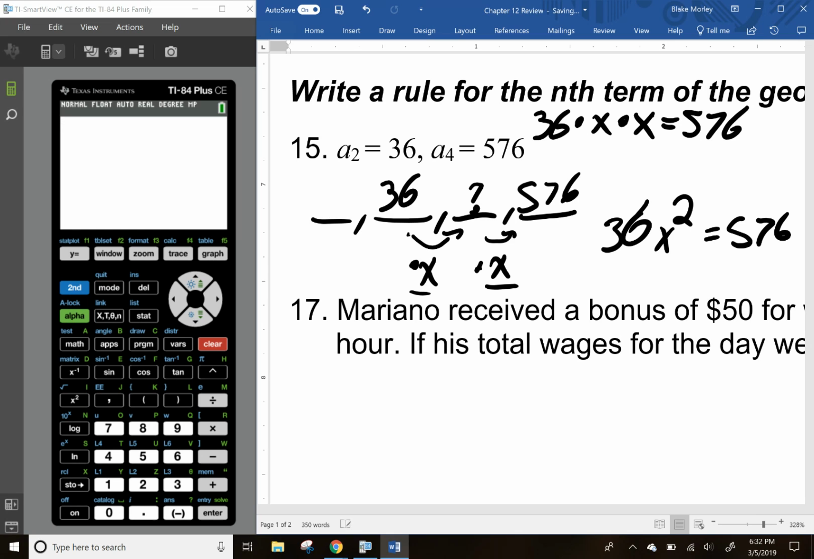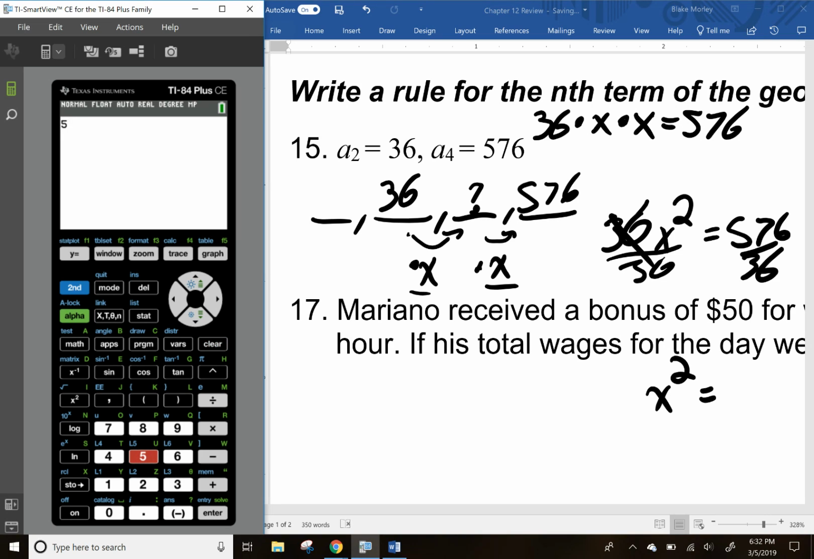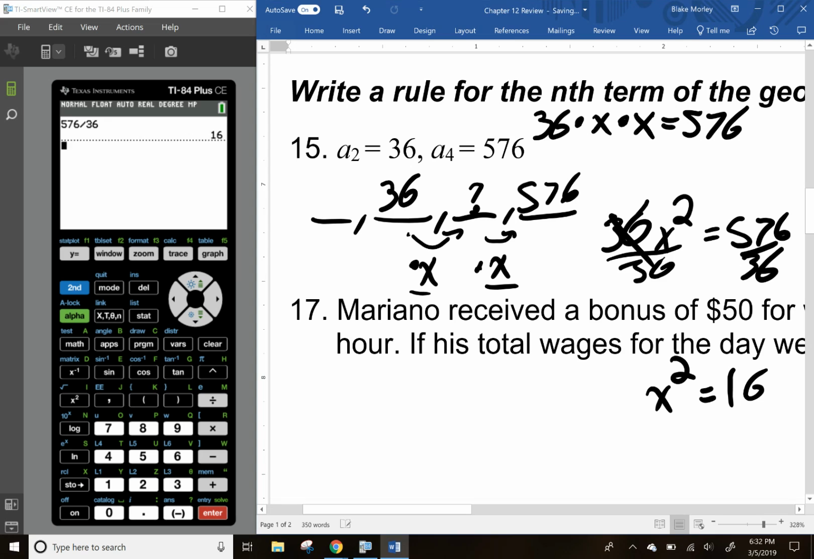That's a 36, by the way. So you're basically solving this, right? Divide both sides by this 36, and you're going to have x squared equal to 576 divided by 36, which makes 16. So when you square root, of course, you get x equals 4. So that means the r value is that you're multiplying by 4.